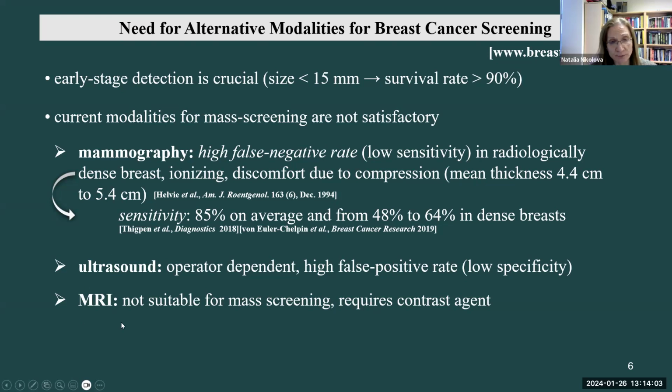MRI, magnetic resonance imaging, is a great imaging modality for breast. However, it is not suitable for screening because it is so expensive. A single imaging session for breast cancer can cost anywhere between $1,000 and $3,000 depending on where you are. It requires the injection of gadolinium, which is a contrast agent. It requires anywhere between 30 and 40 minutes, and so it is definitely not suitable for mass screening.